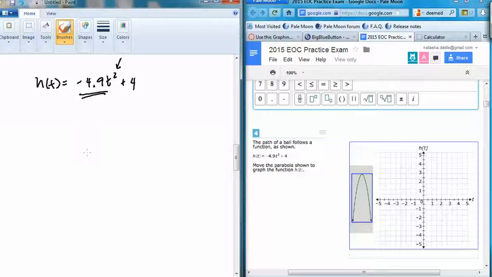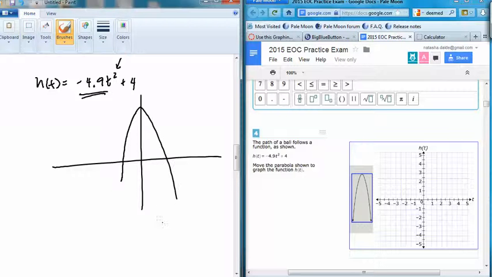So if I were to move this graph so that it corresponds with the correct thing, I would say that the graph looks like this. And it crosses right here at 4. So it's 1, 2, 3, 4.